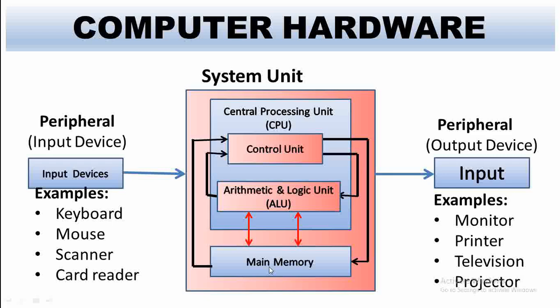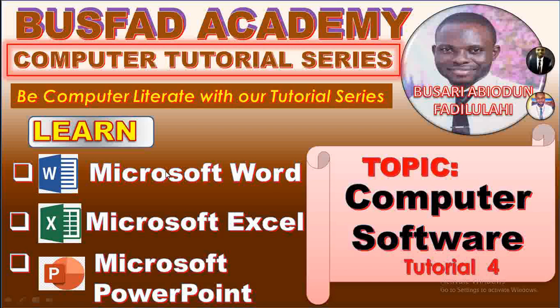By the time we get to the details, I will be discussing each of these items under the system unit, that is the central processing unit, where we have the control unit and arithmetic and logic unit, as well as the main memory. Next, I will be discussing the computer software.